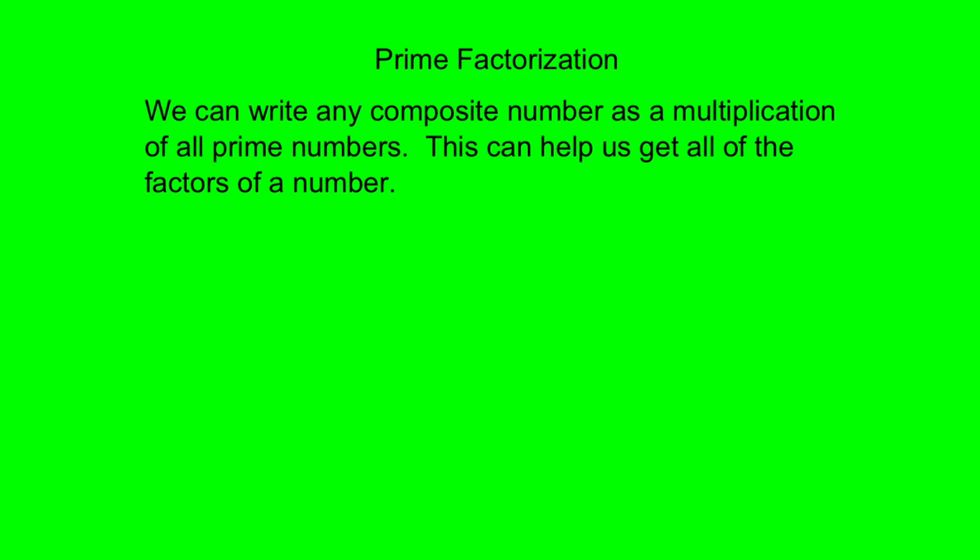We have been looking at factors of numbers. We have been looking at prime numbers and composite numbers. Now we have started to look at prime factorization of numbers. Prime factorization is a fancy way of saying you can write any composite number as a multiplication of all prime numbers. There are many reasons in mathematics we can use prime factorization, but for grade 6, it can really help us get all of the factors of a number.